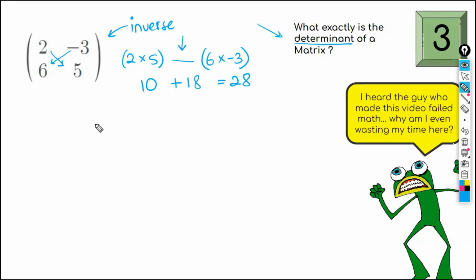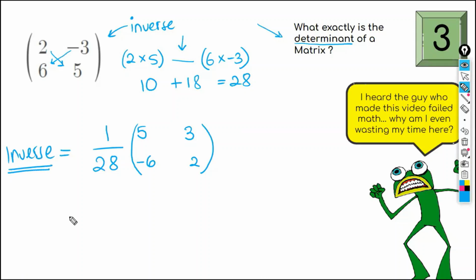Now, to find the inverse, we take the determinant and throw it underneath a 1. So we know that. Then we switch the leading diagonal. The other diagonal does not move. It just becomes the opposite. So it becomes minus 6 and positive 3. I mean, the signs become the opposite. So fine, we have the inverse. Now here's the thing.